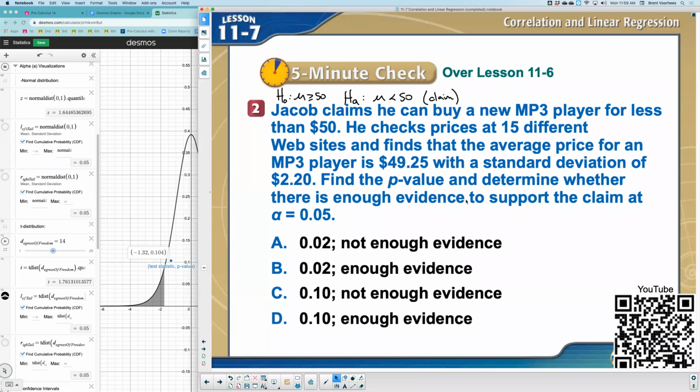It says, is there enough evidence to support the claim? Since we're failing to reject the null, there is enough evidence to reject the claim. Oh, and I'm sorry. Enough evidence to support the claim? No, we're not supporting the claim. So we're actually going to reject the claim. So I should be going with C here.